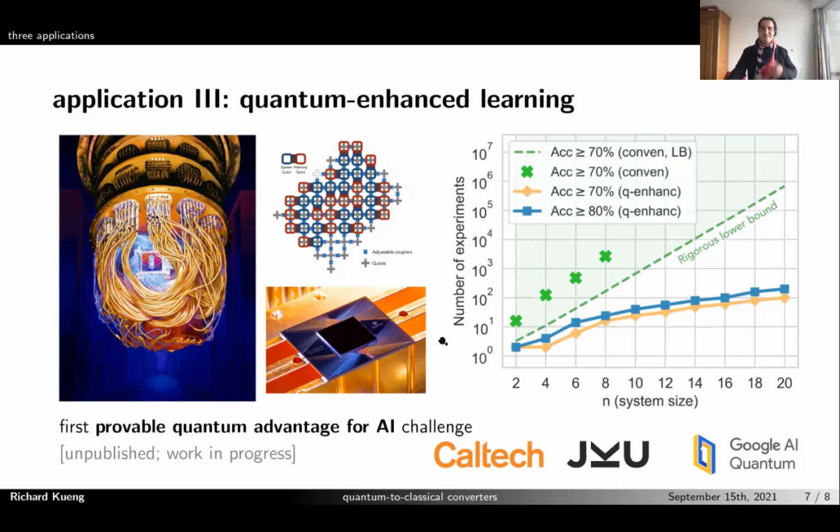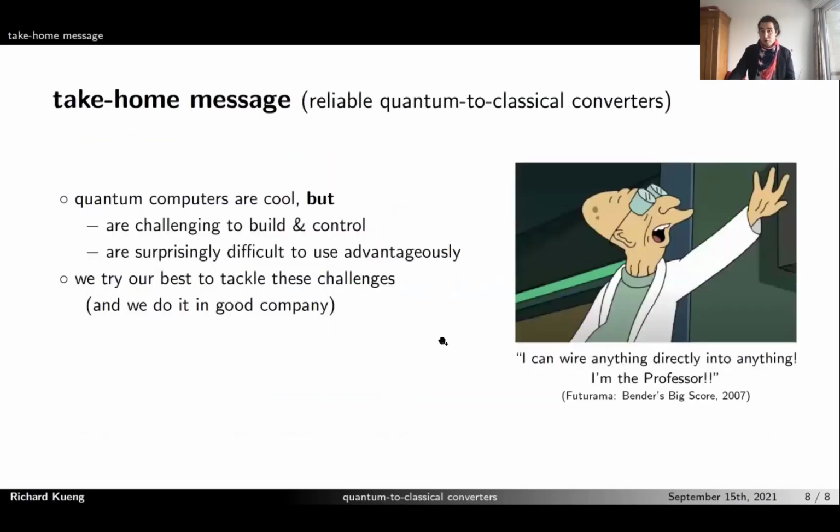And with this, I think this is a great tone to conclude. And let me conclude on a rather high level by trying to re-emphasize that I think quantum computing is super cool. It's exciting, but it's also difficult. Quantum computers are very challenging to build and control. And if you actually want to use them and you want to find useful applications where quantum computers really pay off, it's surprisingly difficult. But I think it's also cool that we at JKU try our best to tackle these challenges. And I think we're in good company when we do so.